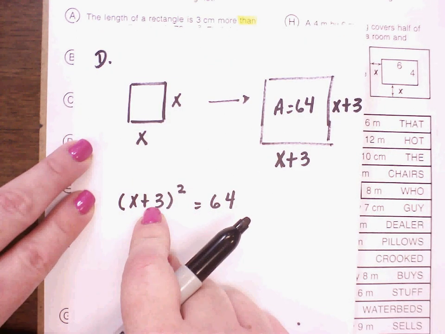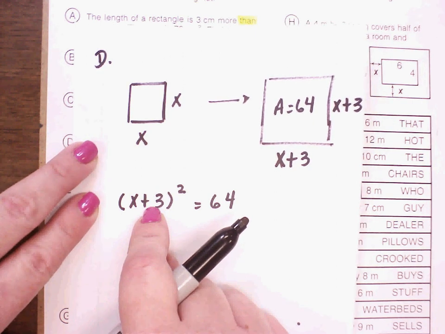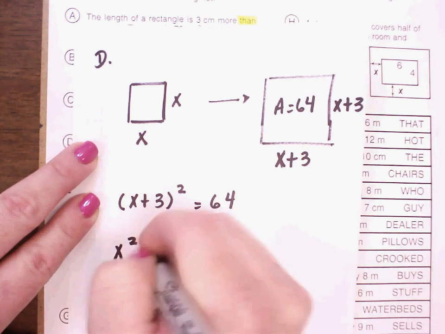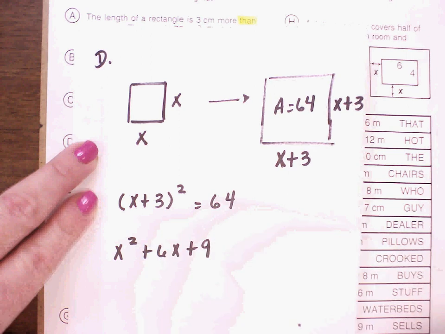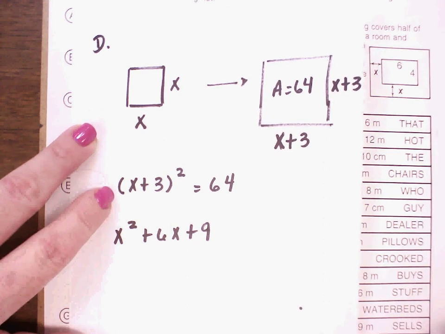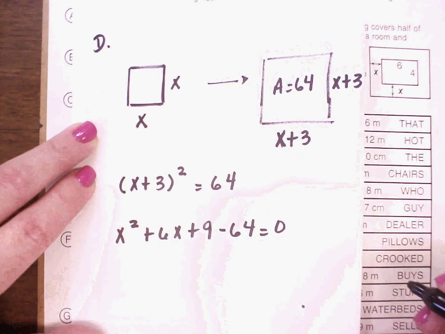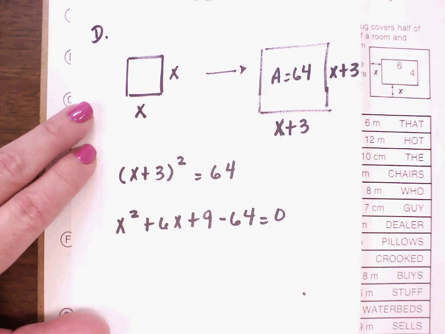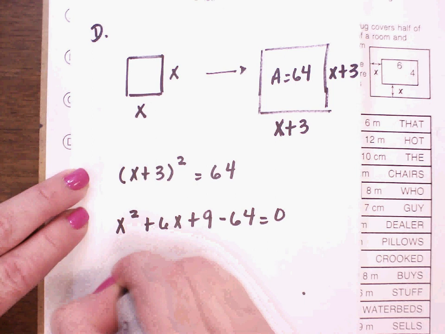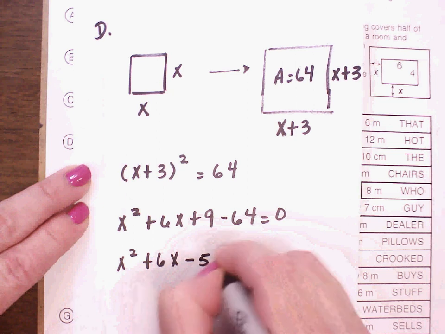Did everybody have a chance to do the box? You should have gotten that from the box. Am I correct? And then minus 64 equals 0. All right, so what's 9 minus 64? Negative 55. That sounds about right, and then this is really easy to factor.